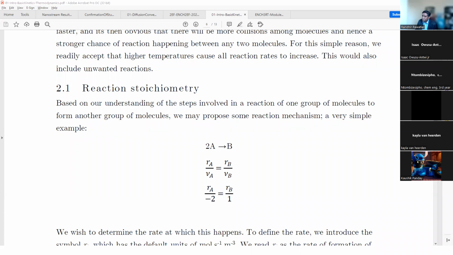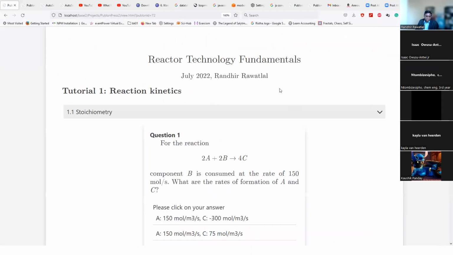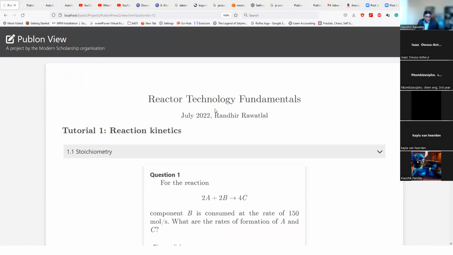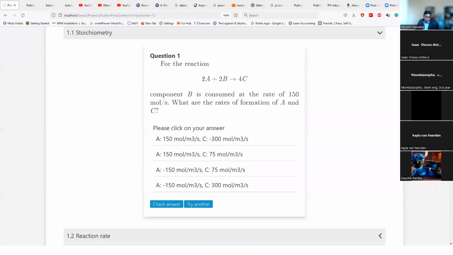So that also takes you to the tutorial, right? You see in the tutorial, the first question here. So given this reaction, and given that B is consumed, in this case, B is a reactant. So given that B is consumed at this rate, what's the formation rates of A and C? So you've got the setup in your system here.